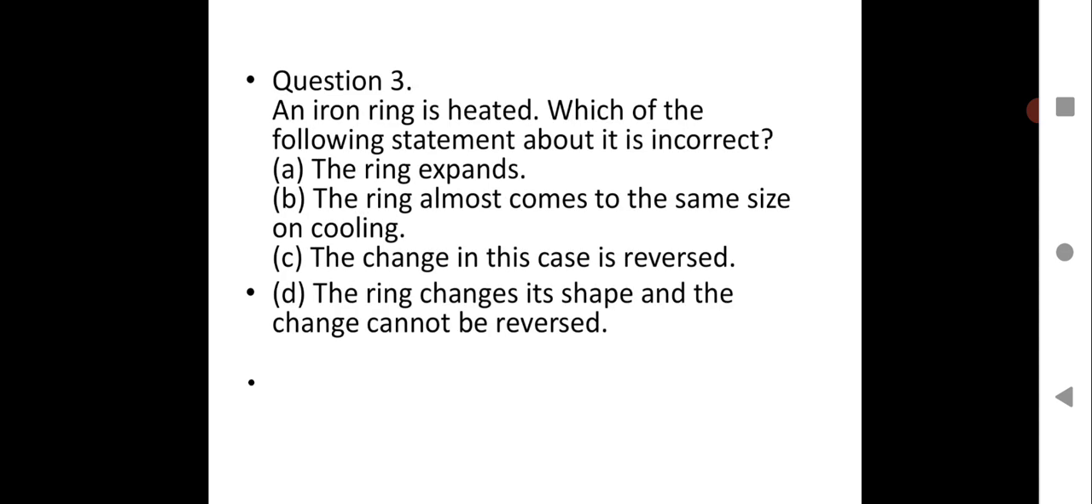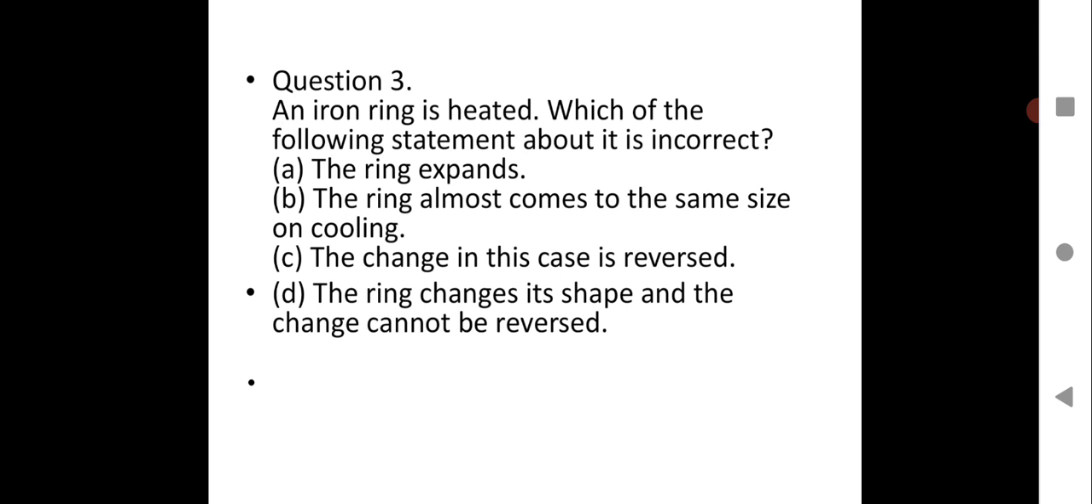Question 3. An iron ring is heated. Which of the following statements about it is incorrect? So you need to find the incorrect one. Please see that. Please understand, you have to find the incorrect statement, so you should not be misled. Please read the question properly. So now over here you have the ring expands. Next option, the ring almost comes to the same size on cooling. Next you have the change, in this case is reversed. Next option you have the ring changes its shape and the change cannot be reversed.